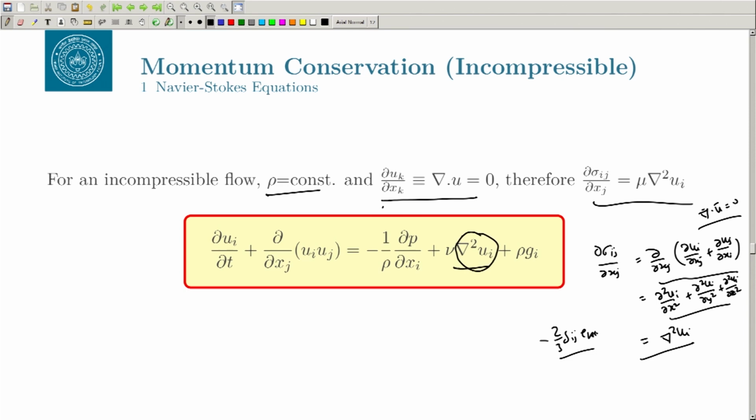Okay. And that is the reason, as we will study later, that in the case of incompressible flow it is more like an elliptic equation because of the presence of this Laplacian term, whereas in the case of compressible flow it is more like a hyperbolic system.